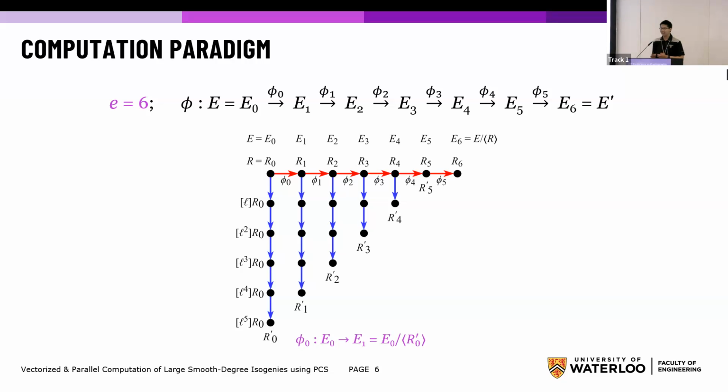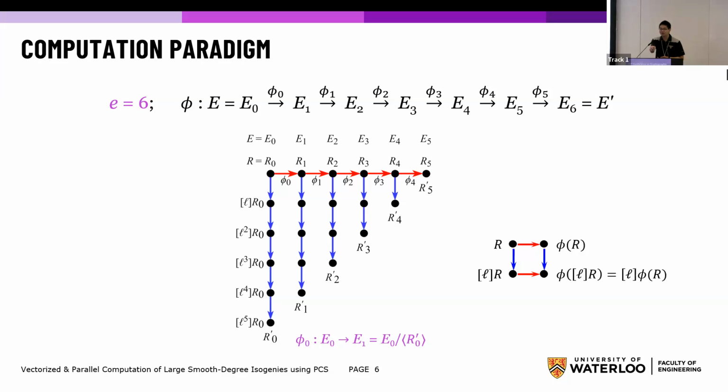So for the analysis after this, we will stop at the last kernel generator R5 prime, and we will work on this nice triangle. This is one way that one can do the isogeny computation, but it is not the only way. Because we have this relationship between these two operations, they commute. So we can come up with many ways of doing the computation.